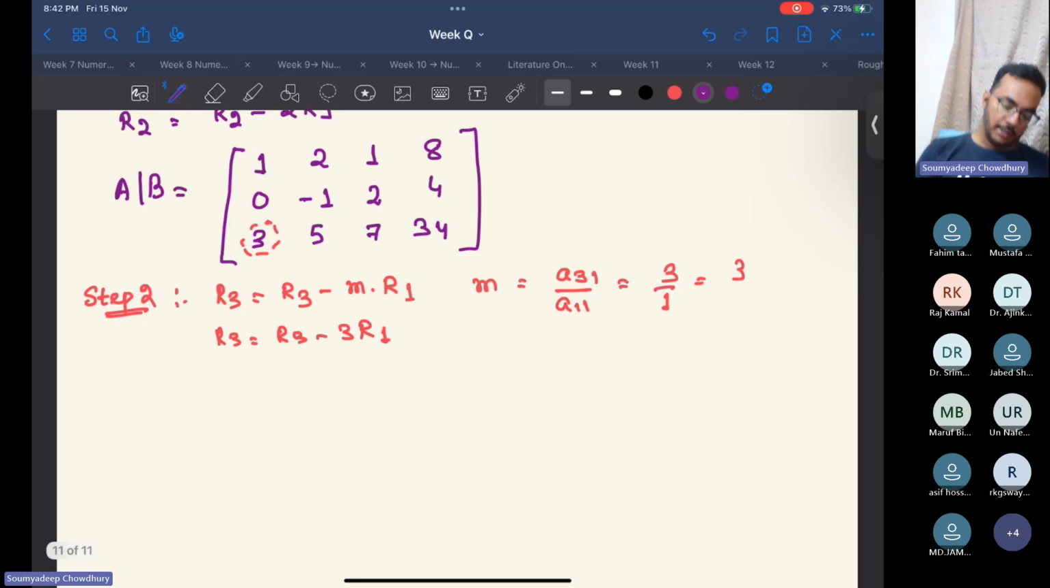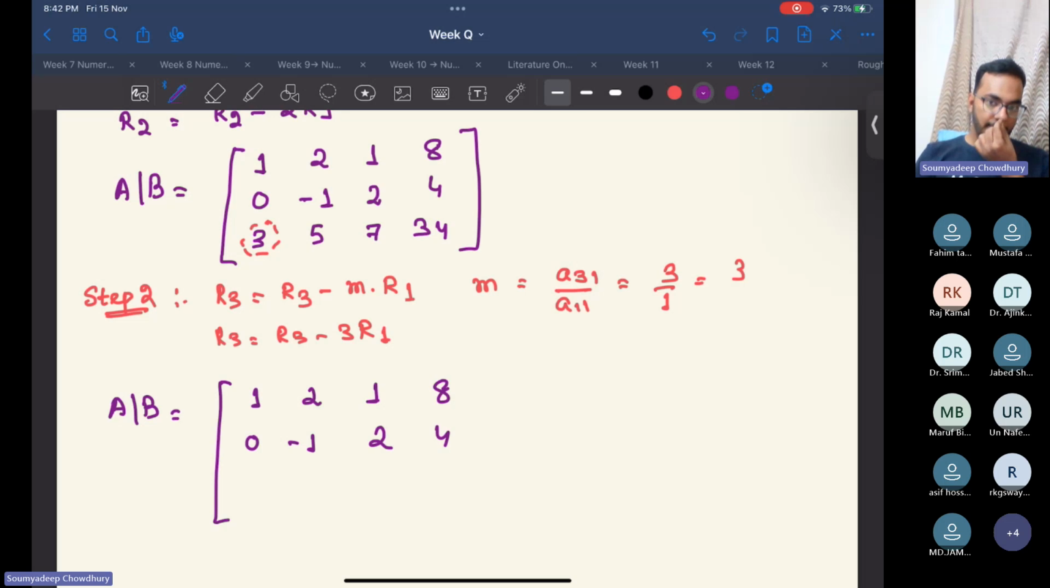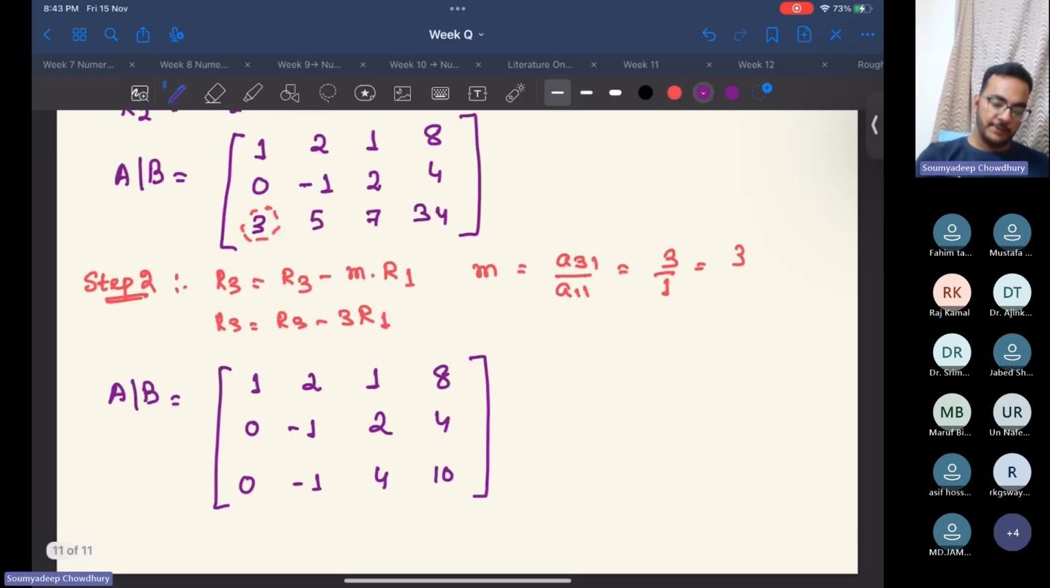Is it clear? Any step you are not following, please stop me. 1, 2, 1, 8, 0, minus 1, 2, 4. Now R3 is equal to R3 minus 3R1, right? So 3 minus 3 into 1 is 0. 5 minus 3 into 2 is minus 1. 7 minus 3 is 4. 34 minus 24 is 10. Okay. Now two steps are done. The next step is this one we have to make equal to 0.